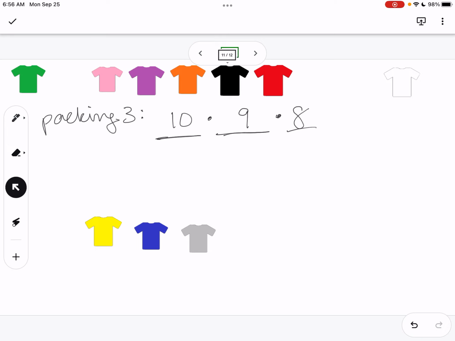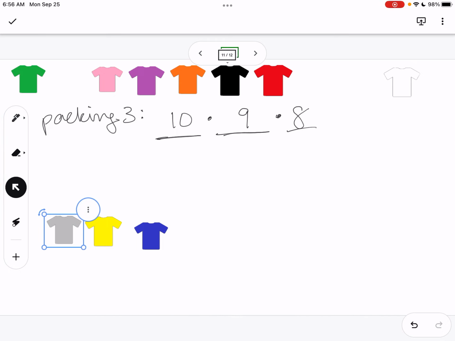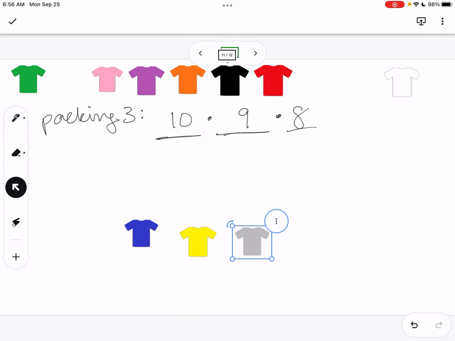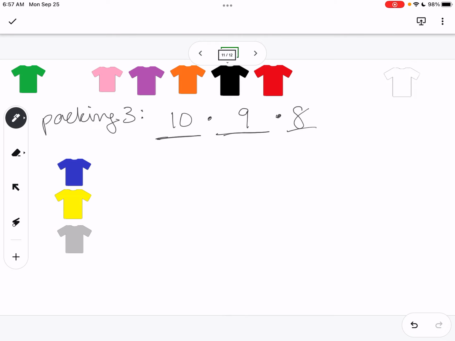But I don't care if I pack my yellow and then my blue and my gray, or my gray and then my yellow and then my blue, or my gray and then my blue, then my yellow, or my blue and then the yellow and the gray. Right? There's different ways I can pack these shirts. So once I've picked the 3 colors, there's different ways I can pack them. So I go and grab my first color shirt.